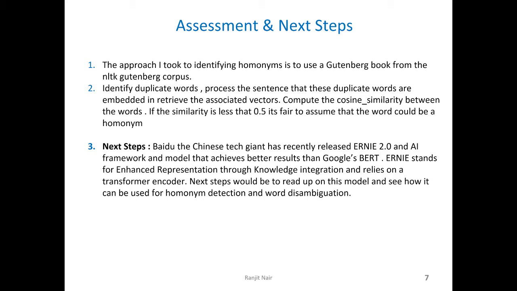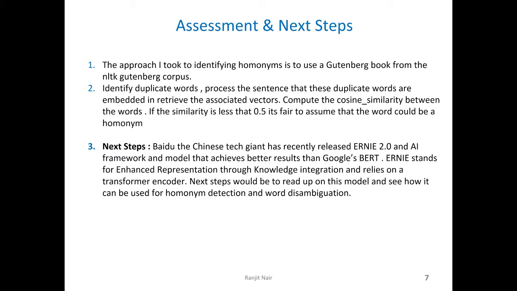Here are the steps I took to actually implement this. To identify homonyms in the book, I basically identified duplicate words, processed the sentence that these words were embedded in, passed them to BERT, and computed their vectors. And then I used the cosine similarity between words to compare these two vectors to see what the difference is. If the similarity was less than 0.5, I have assumed that this word could be a homonym.